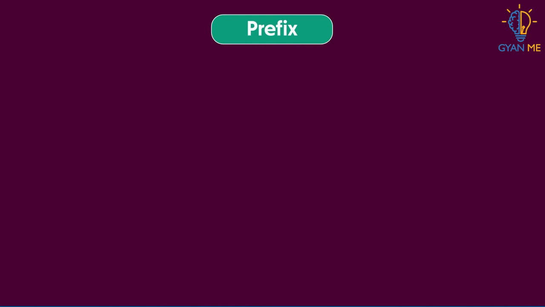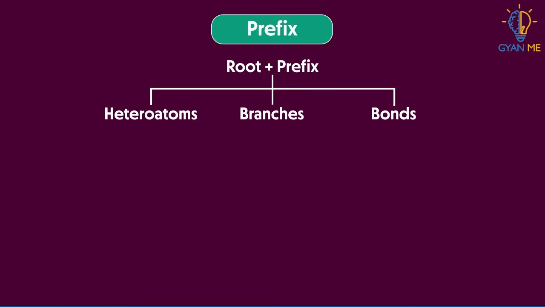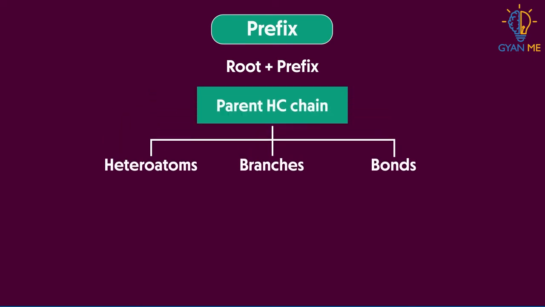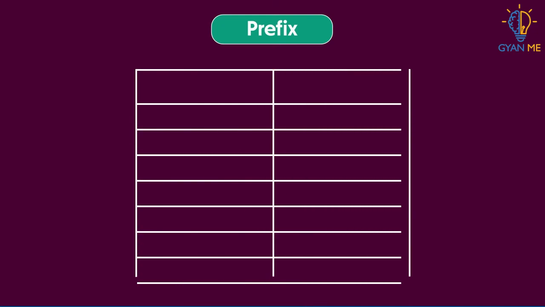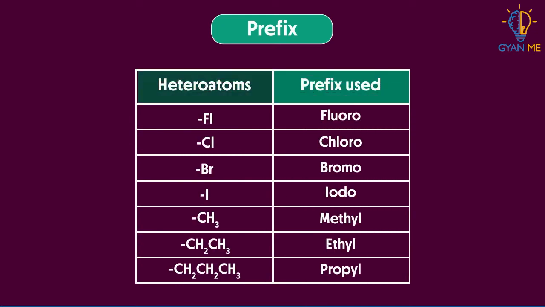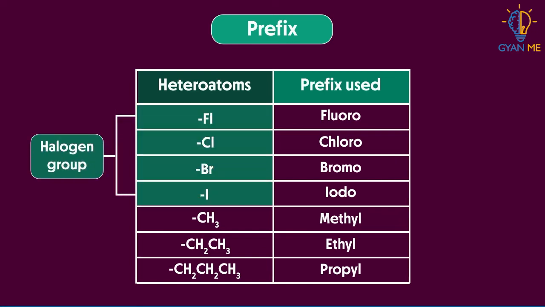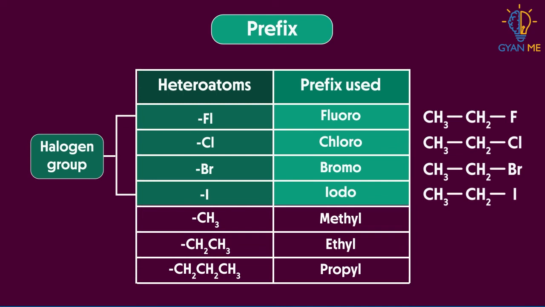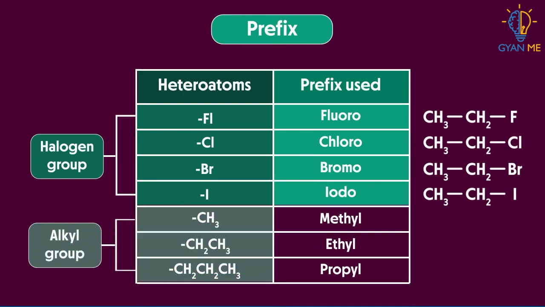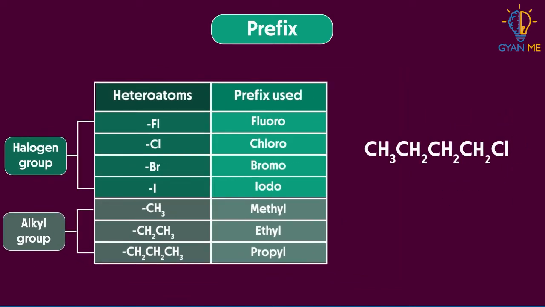Now the prefix that we add along with the root word represents the heteroatoms, branches or bonds present in the parent hydrocarbon chain. This table shows the relative prefixes used for heteroatoms or groups attached to the parent chain. So if a halogen atom is present in the carbon compound, we use prefixes like fluoro, chloro, bromo, and iodo for iodine. Or if any alkyl groups are present, we use the prefix methyl, ethyl, propyl based on the number of carbon atoms. For example, consider this carbon compound.